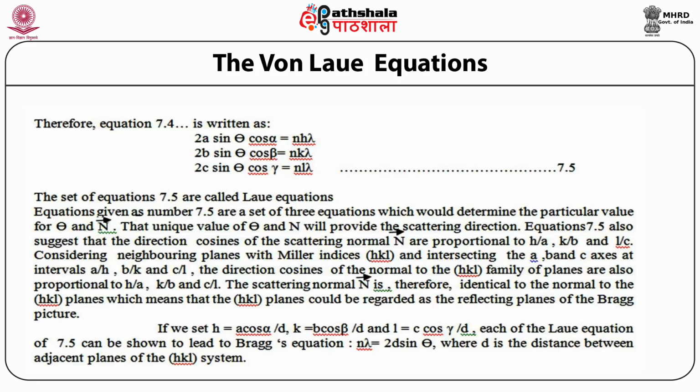If we set H equal to A cos alpha by D, K equal to B cos beta by D, and L equal to C cos gamma by D, each of the equations of 7.5 can be shown to lead to the Bragg equation n lambda equal to 2D sine theta, where D is the distance between adjacent planes of the HKL system.